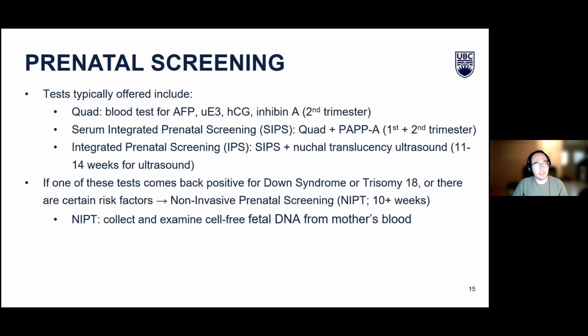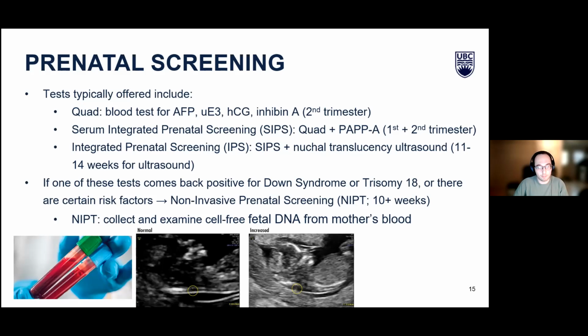Another test that could be done is called serum integrated prenatal screening, or SIPS. And this is essentially where you're going to do that QUAD blood test in the 2nd trimester. And additionally, you'll do a blood test looking for a molecule called PAPP-A in the 1st trimester. Another screening test that might be offered is called integrated prenatal screening, or IPS. And this is where you'll do the 2 blood tests involved in SIPS, and you'll also do an additional ultrasound called a nuchal translucency ultrasound. This is done between weeks 11 to 14.